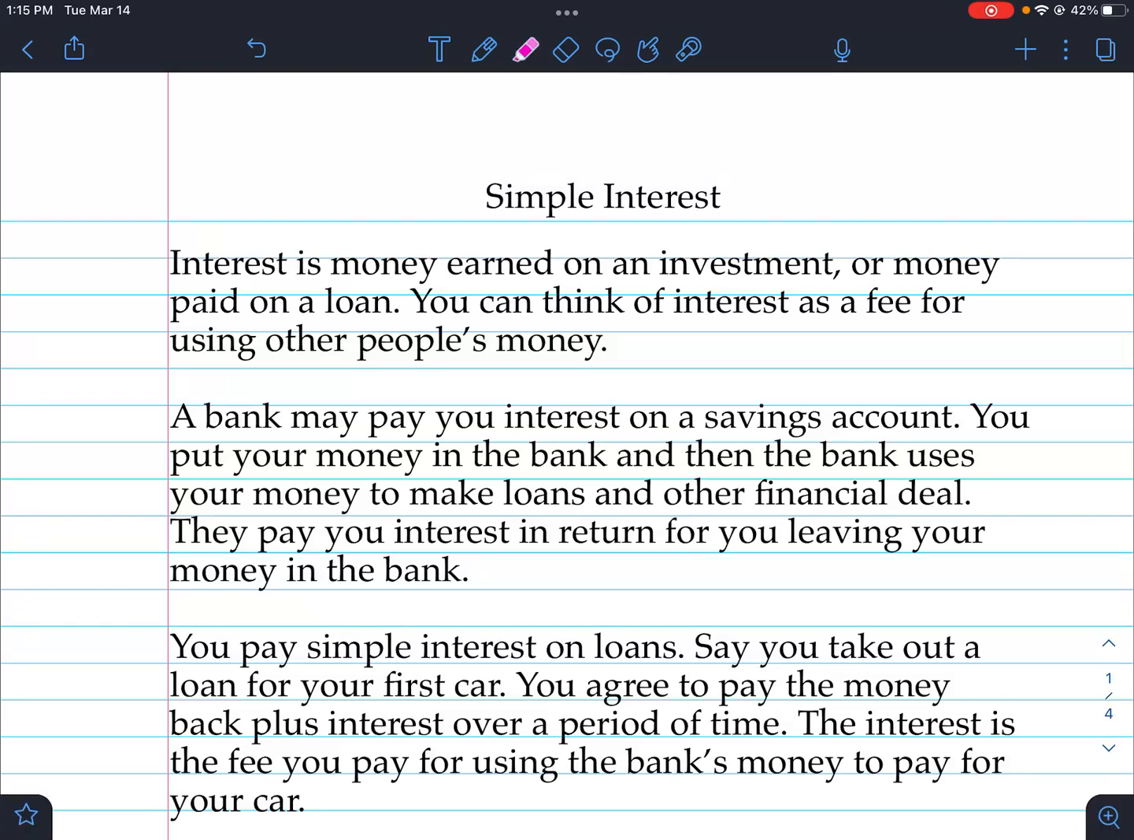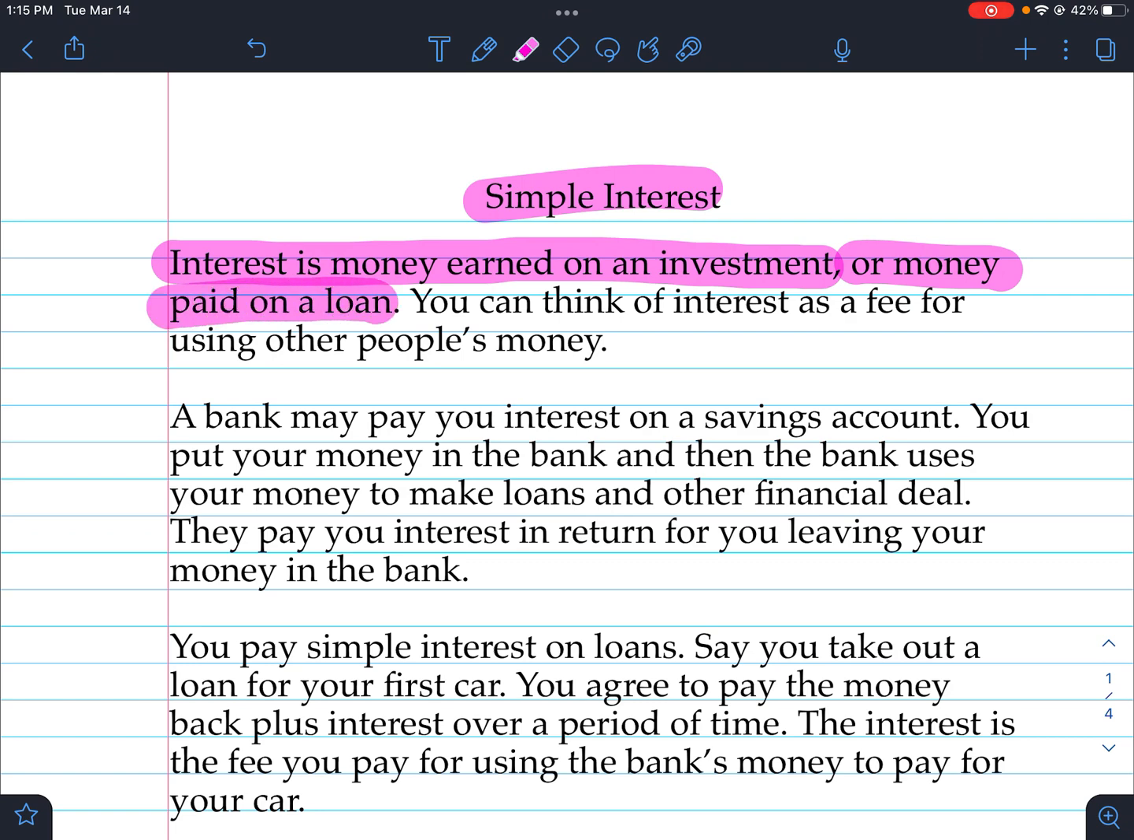Okay, today's Math Tuesday is a review of simple interest for those people who did not cover this material last year. So simple interest. Let's talk first about interest. Interest is money that's earned on an investment, or money that you pay back on a loan. You can think of interest as a fee for using other people's money.